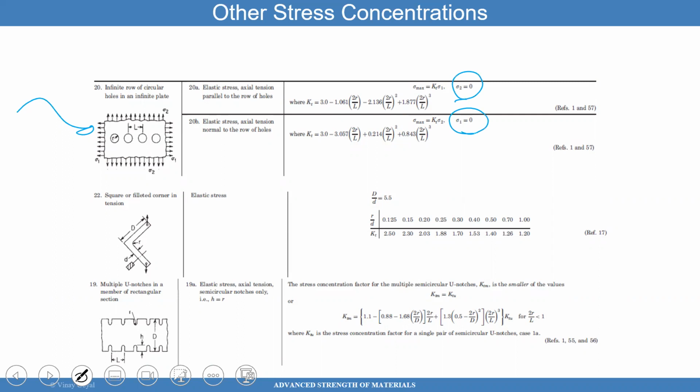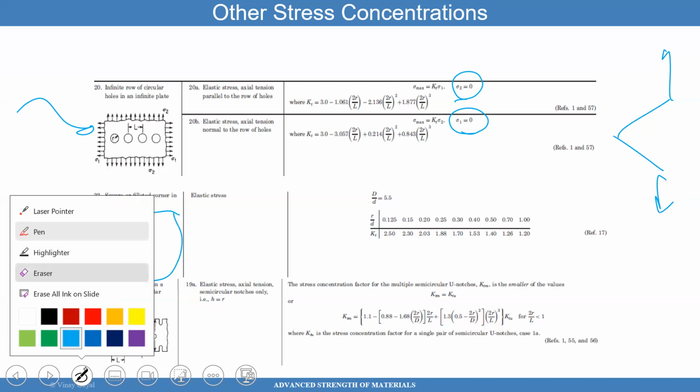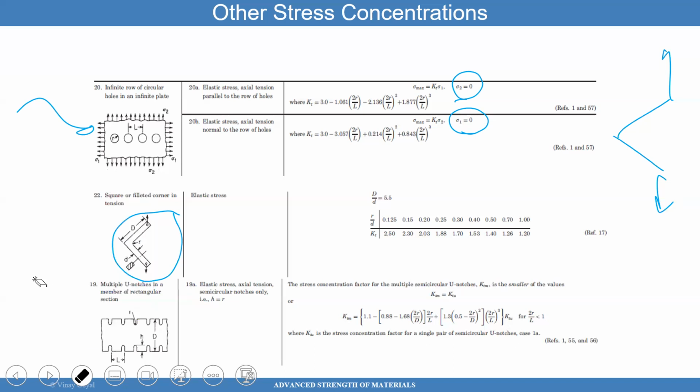You also have a situation where you have this bracket, and that bracket has a load applied. So basically you have a bracket that has a shape and you're applying a load that way. Guess what? They also give you the KT for those cases, and the KT corresponds to the location of the stress concentration, which is near the fillet. You also have the case of multiple U notches in a member of a rectangular section. You can see there in case number 19. And you can quickly calculate what the stress concentration factor is for that case.